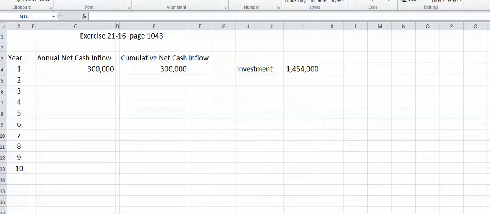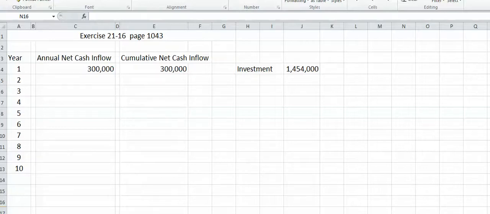Okay, we're going to go over exercise 2116 on page 1043. This has to do with the payback with uneven cash flows. So the payback period is relatively easy to calculate if the cash flows are equal. I think we can all agree upon that. We just take the amount of the investment, divide it by the average annual cash inflow. Boom, you've got your payback period. But this exercise is going to walk us through what we do if the cash flows are unequal.